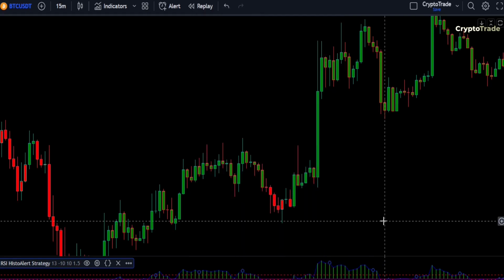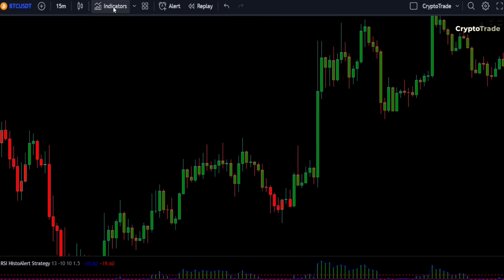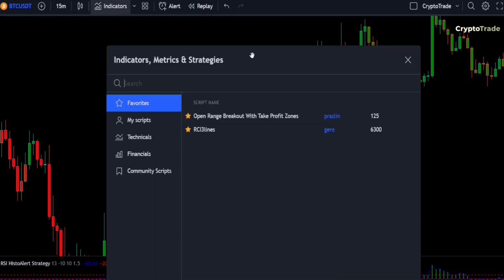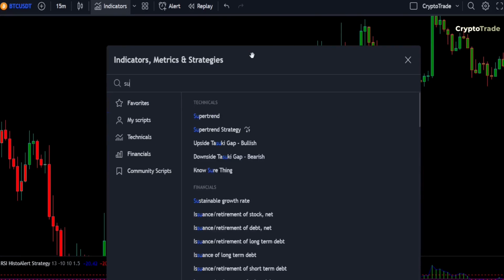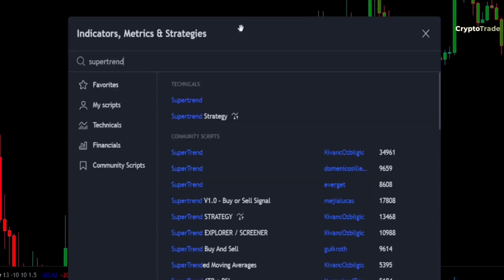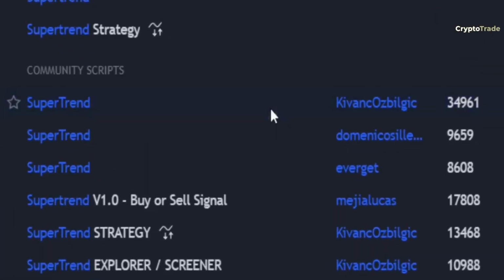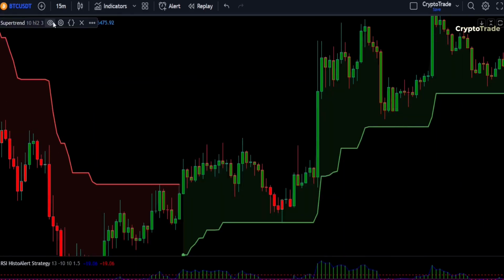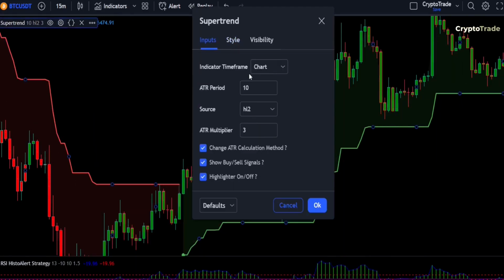Click OK to finish. To add the second indicator to the chart, open the indicator search bar in Tradingview and type SUPERTREND. Select the indicator as shown in the video. Click on Settings and in Inputs tab change ATR period to 9.